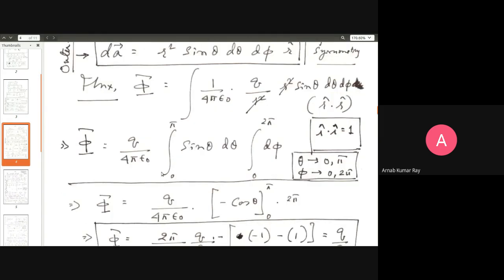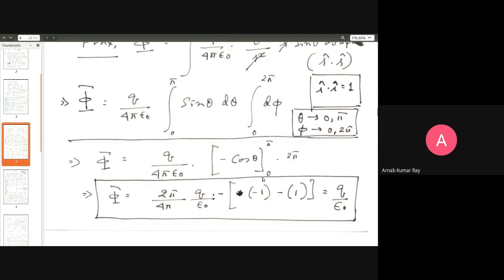You notice this thing? The final result does not depend on the geometry of the surface that you have chosen. That's another way of answering this question. The final result, Q by epsilon naught, what does it depend on? Just the value of the charge, nothing else, and of course the electric constant, epsilon naught.